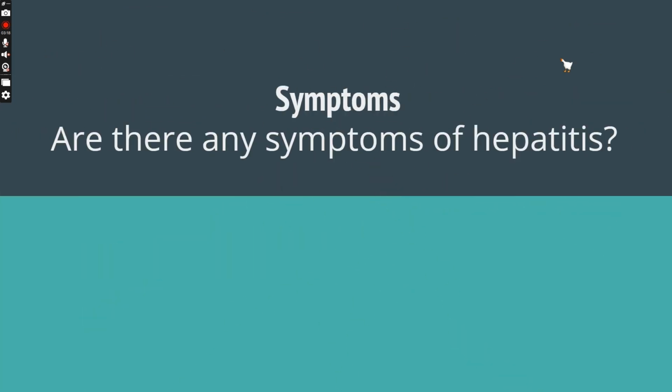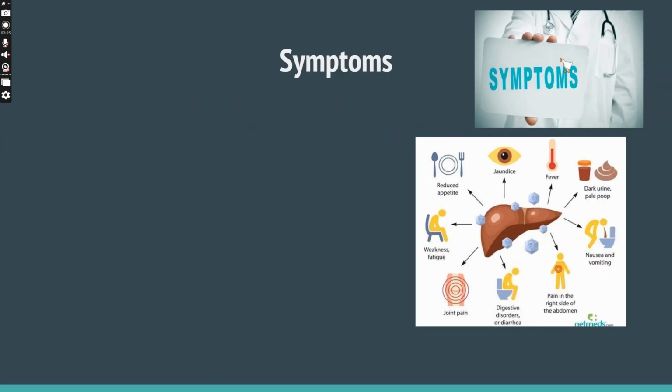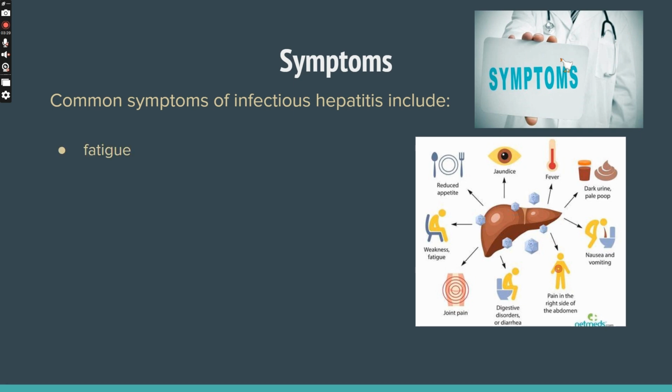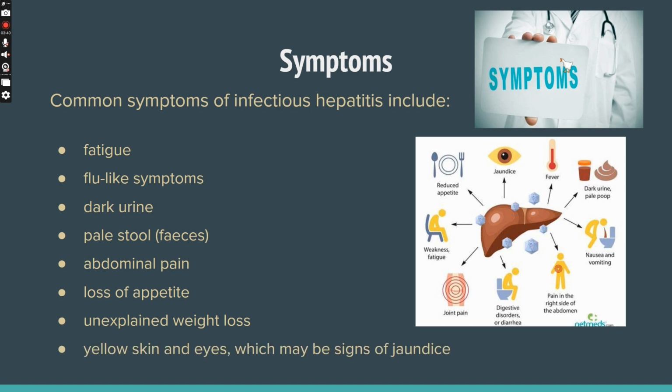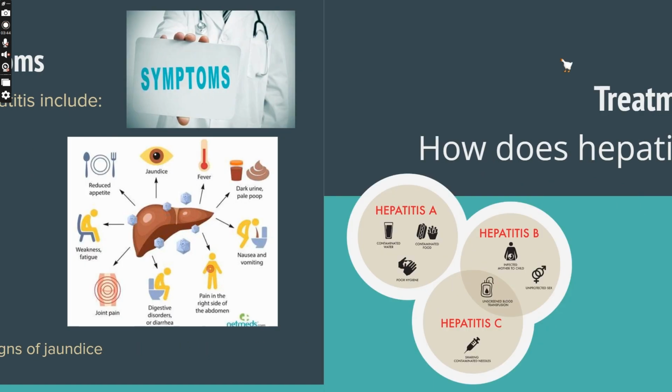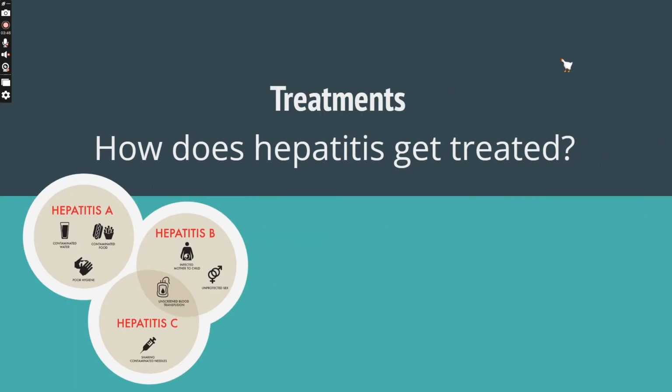Now anyway, symptoms. Are there any symptoms for hepatitis? The answer is yes. The common symptoms of infectious hepatitis include fatigue, flu-like symptoms, dark urine, pale stool, also known as feces, abdominal pain, loss of appetite, unexplained weight loss, and yellow skin and eyes, which may be signs of jaundice.